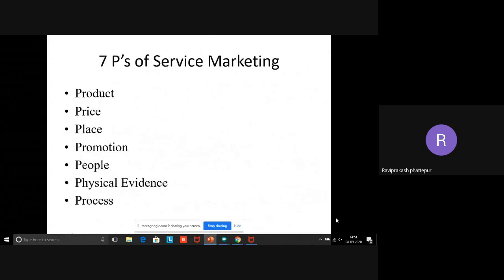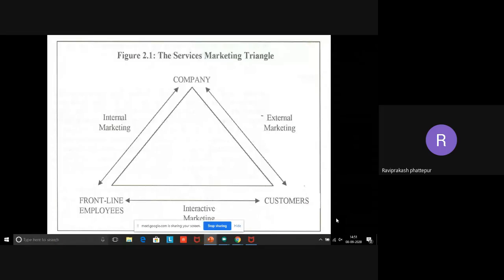Next, coming to the 7 P's of service marketing, one of the important concepts that can also be asked for 7 to 10 marks. We have product, price, place, promotion, people, physical evidence, and process. Next, the service marketing triangle. The main components are company, frontline employees, and customers. Between these 3, we have arrows: internal marketing, external marketing, and interactive marketing. Internal marketing is between the company and frontline employees, interactive marketing between frontline employees and the customers, and external marketing between the company and the customers.